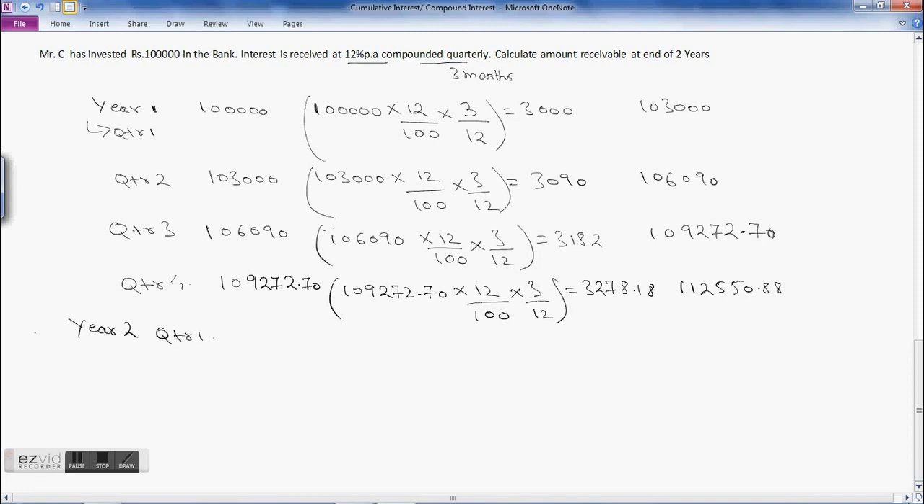Then you will have year 2, correct? Year 2, quarter 1. This is the opening balance 112,550.88. Then in a similar way you need to calculate the interest for quarter 1. Now that amount comes to 3376.53. Okay, so the total amount at the end of quarter 1 of year 2 is 115,927.41.